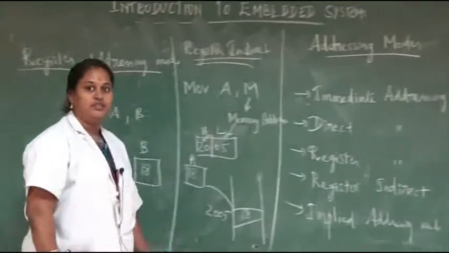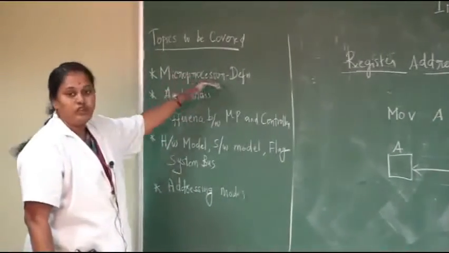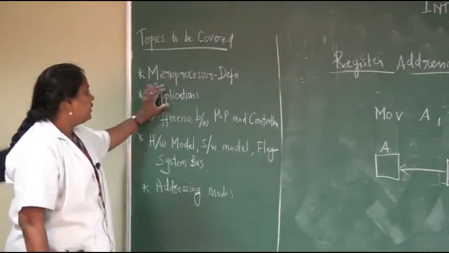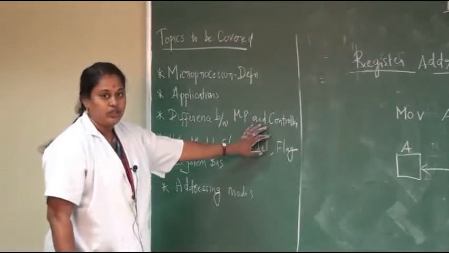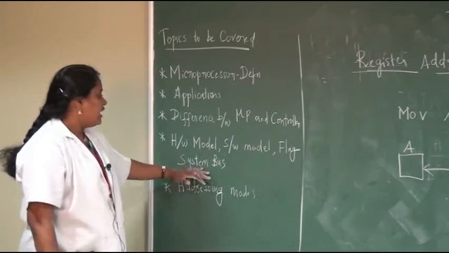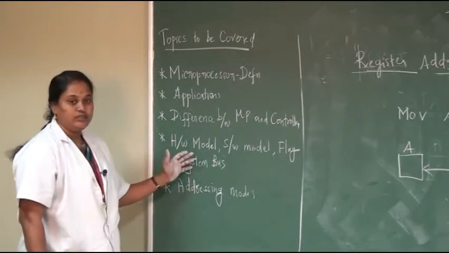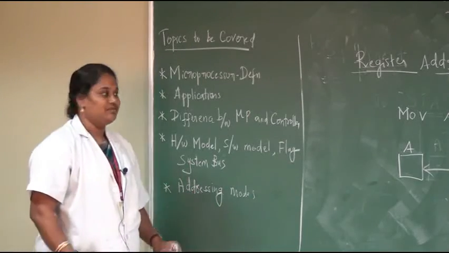Right? So as a whole, we have seen the definition of a microprocessor and its various applications, the difference between a microprocessor and a microcontroller, the hardware model, software model, flag register and system bus, and we have covered addressing modes. Thank you.